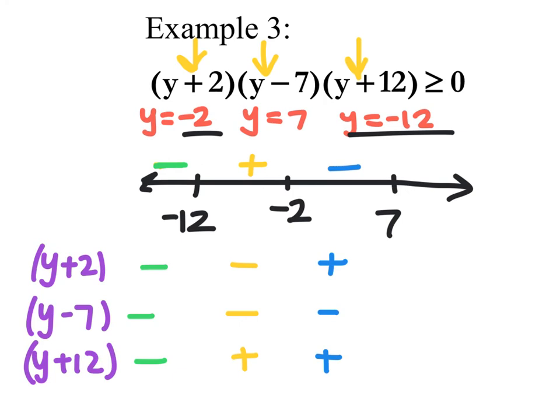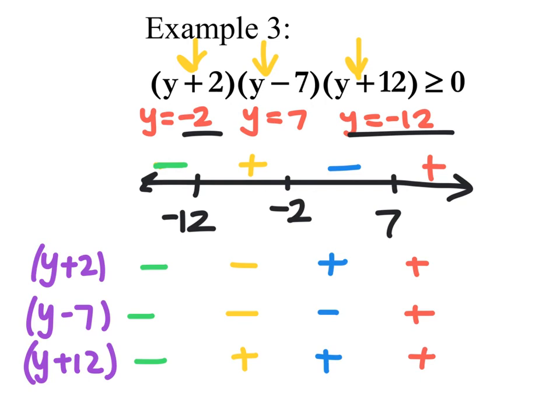And last but not least, guys, we have to pick a number over here. How about 10? That was my phone. I'll put it away. 10 plus 2 is positive 12. 10 minus 7 is positive. 10 plus 12 is positive. Positive times positive times positive is positive.